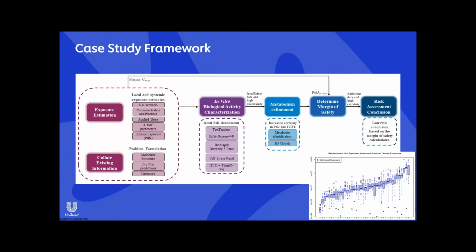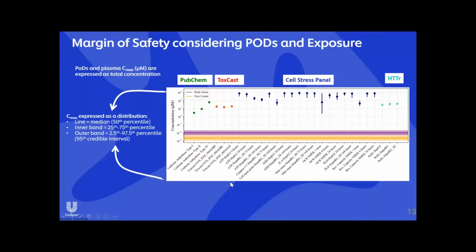Now, of course, a safety assessment requires a margin of safety to be calculated. This is what the final margin of safety or margin of exposure plot looks like for this case study. As you can see, the yellow line here represents the plasma Cmax and its associated distribution for the face cream, and the purple line represents the body lotion. And the points here all reflect the different points of departure and distributions for the different in vitro assays. So the good news is that the dots are up here and not down here.